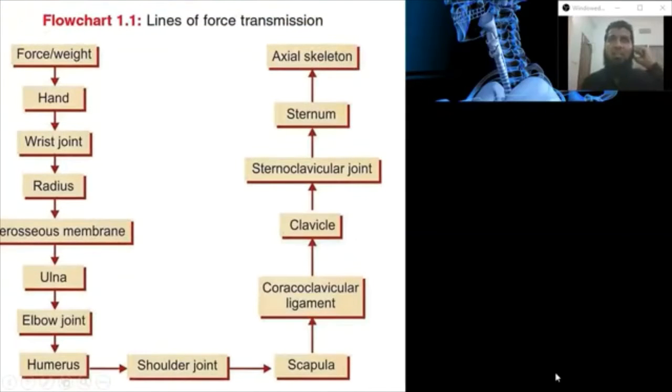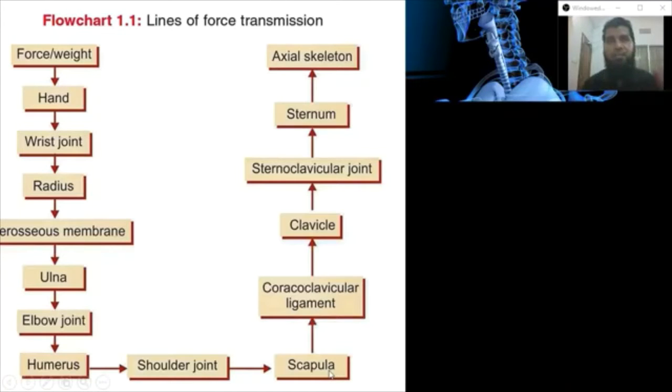This is the line of force transmission, and it can be asked in the Viva examination. The weight transmits starting from the hand, then to the wrist joint, then to the radius, then through the interosseous membrane to the ulna, and from the ulna to the elbow joint. Passing through the elbow joint, the force goes to the humerus, and the humerus transmits this weight to the shoulder joint, and from the shoulder joint to the scapula.